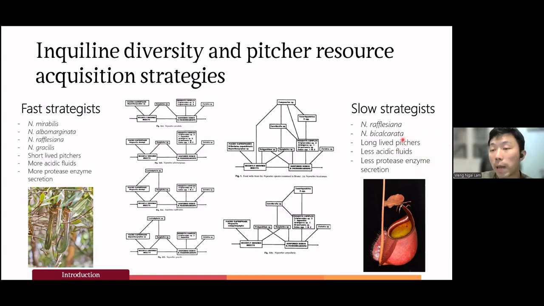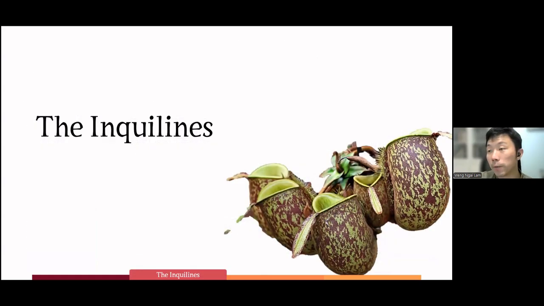Slow strategies like ampullaria and bicalcarata, they open for a long time. They don't actually have a lot of nectar secretions. The prey accumulates slowly, very stochastically, and the nutrients come in as a slow trickle over a long period of time. So that's what I mean by slow strategies. And in these types of pitchers, you get much more diverse inquiline communities. So let me talk about the inquilines now.